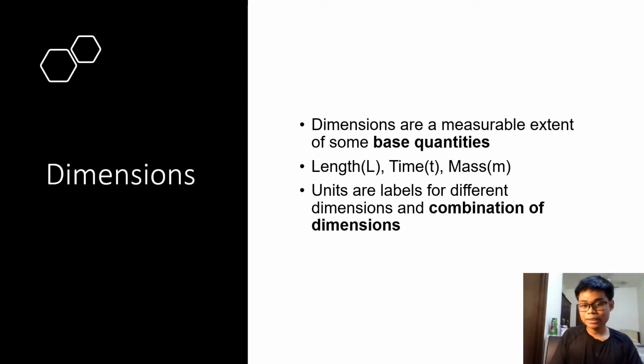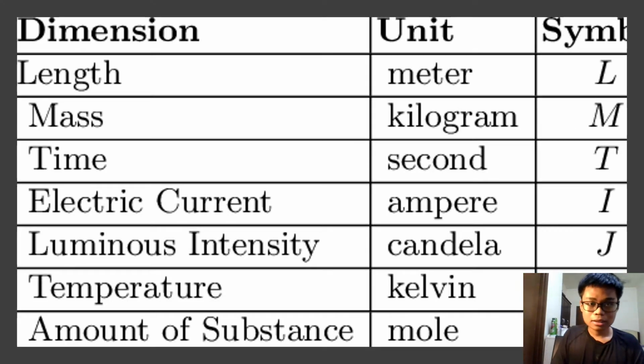And combination of dimensions means like force, for example. Force is equal to mass times acceleration. So for force, we use the unit Newton, which is the combination of kilogram times meter per second square. Now, this is the example of dimensions with its units and symbols. We have length, mass, time, electric current, luminous intensity, temperature, and amount of substance.